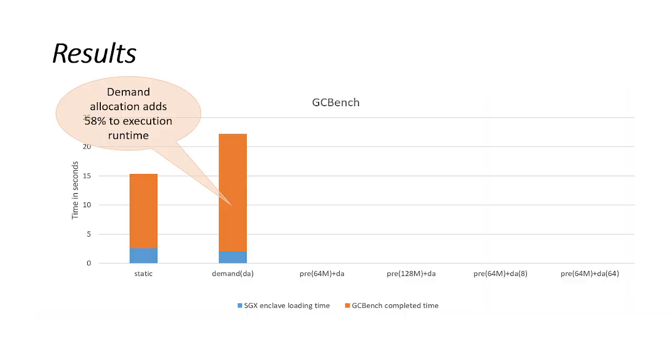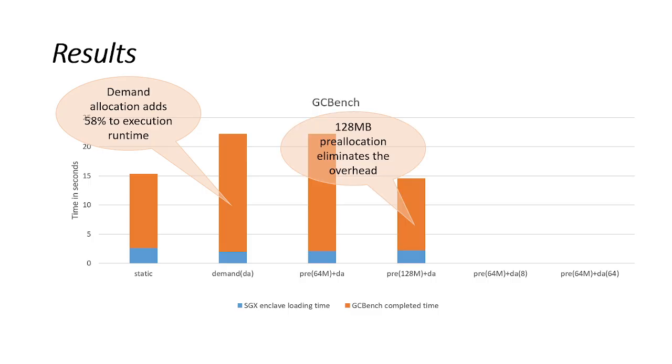As previously seen, demand allocation with EDMM added significant runtime overheads to GC Bench execution runtime. But pre-allocating a certain amount of memory shows improvements, especially with a pre-allocation size of 128 MB. In fact, GC Bench shows a better total runtime with pre-allocated memory of 128 MB than static allocation. This suggests that GC Bench doesn't fault too often if allowed an initial allocation of 128 MB.